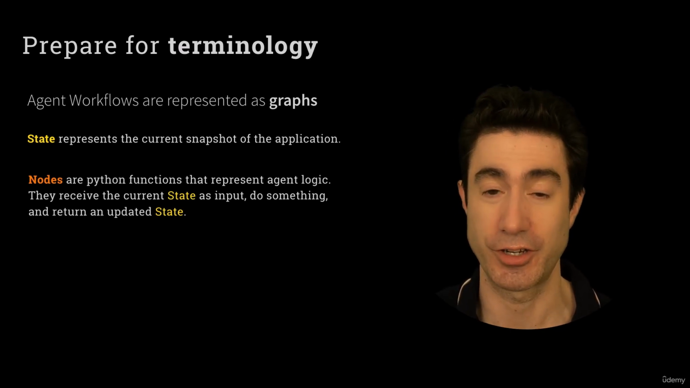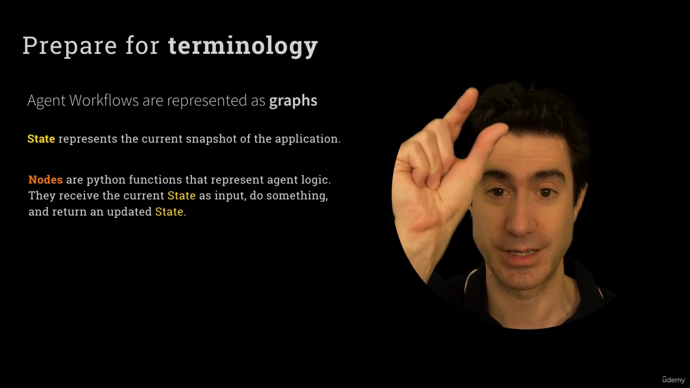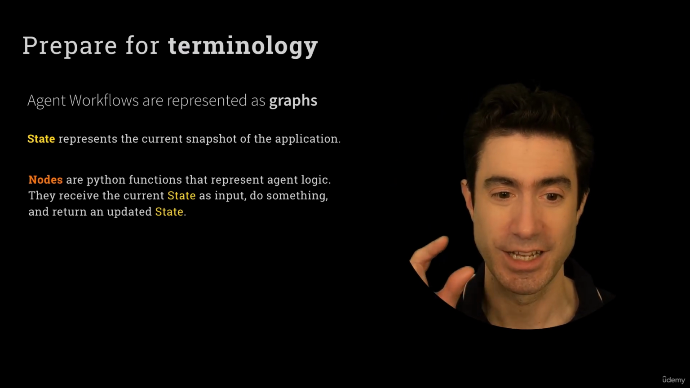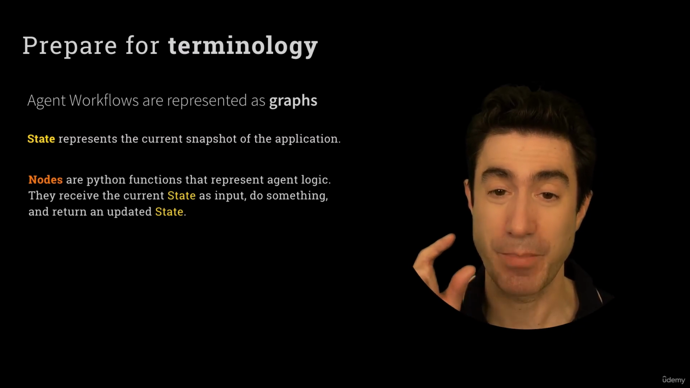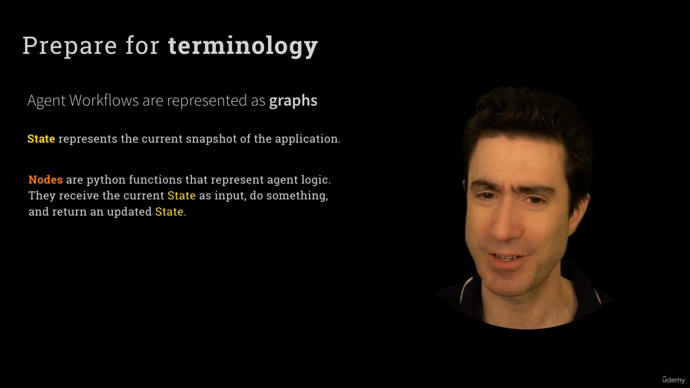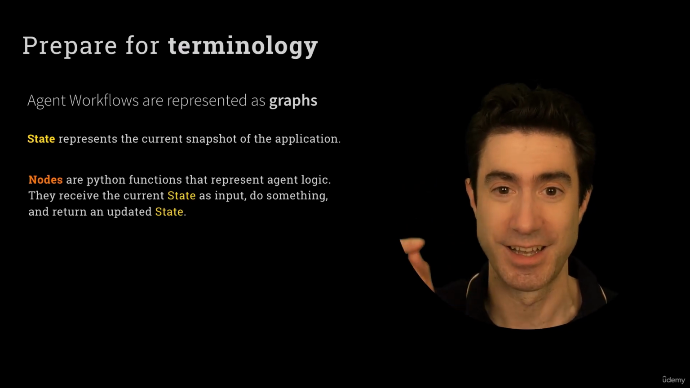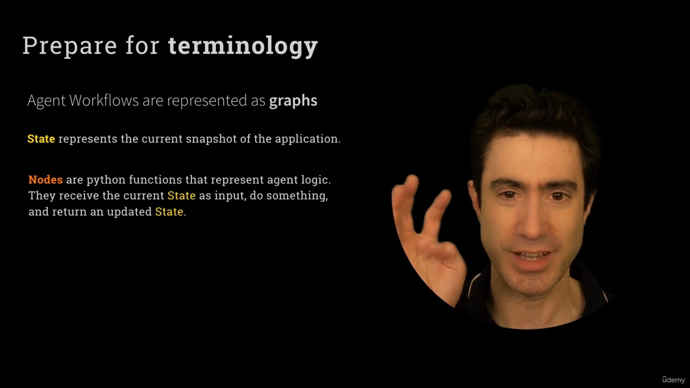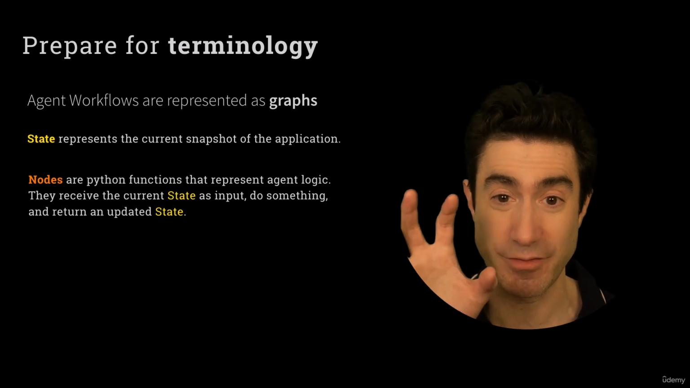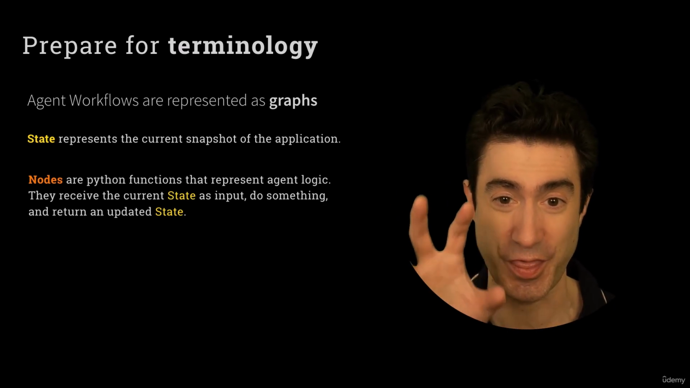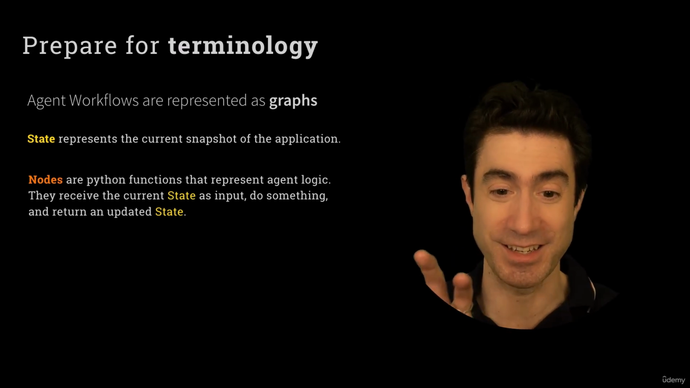So a node, which when people talk about graphs, they talk about nodes. They are the points on the graph. They are the things that are going to get connected together. The nodes are actually representing a function. Every node is a Python function. And that can be confusing the first time you hear it, because when you think about graphs, you sometimes think of nodes as being things, as being data connected in some way. But no, nodes in LangGraph are functions. They are Python functions, and they represent a piece of logic, a piece of agent logic, an operation of some sort. They receive the current state as an input.